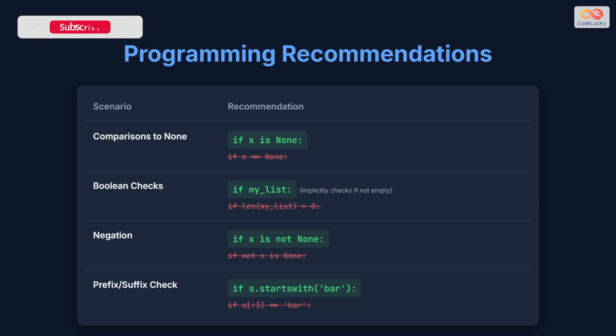Here are some specific programming recommendations. When checking if a variable is None, always use "is None" or "is not None". Never use the double equals operator. Also, when checking if a list or string is empty, simply use the variable itself in the if statement, as empty sequences evaluate to False in Python.